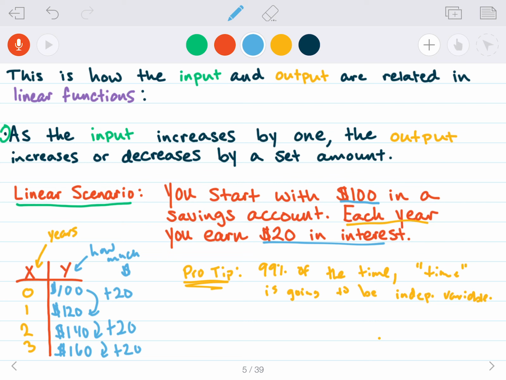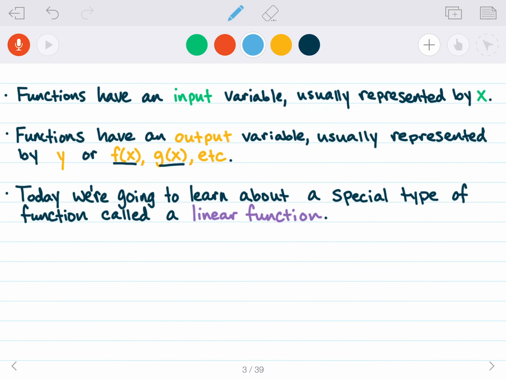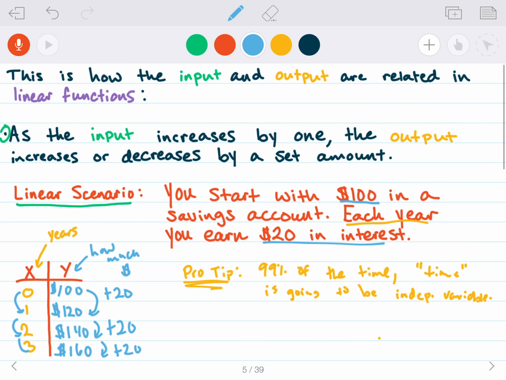So this is also a linear relationship, right? Because as our years increase by 1, right? So as our independent variable increases by 1, our dependent variable also increases at the same time by 20, right? So this represents a linear relationship.